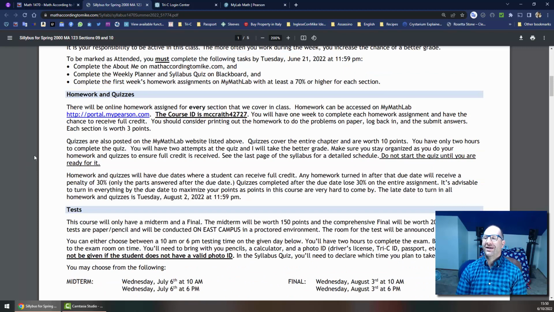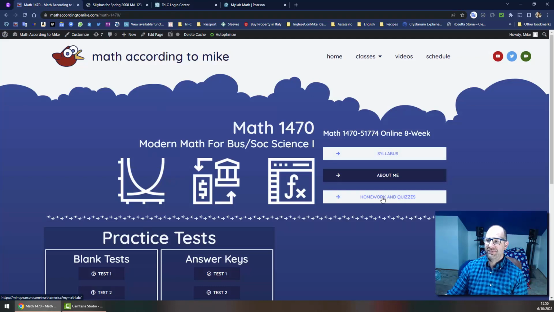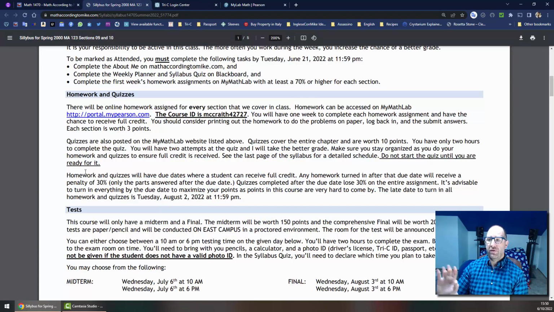Homework and quizzes. You can click on that link there within the PDF to access the homework. You can also get to the homework via Blackboard. And you can also get to the homework, you probably saw it, in your class page, homework and quizzes. Go there, you'll type in your course ID. Now this is the syllabus on the screen for Math 1470. So this is their course ID. Again, College Algebra and Trig folks, your course ID will be similar, McCraith, followed by 5 numbers. So please look out for that, type it correctly, and you should be fine.